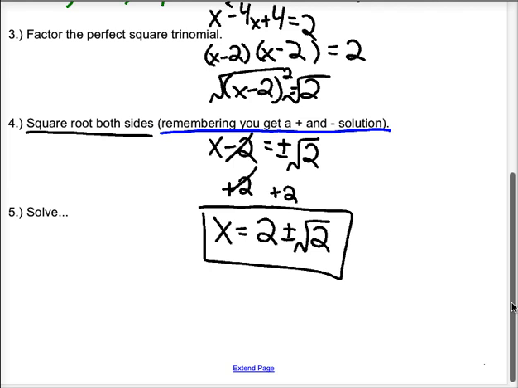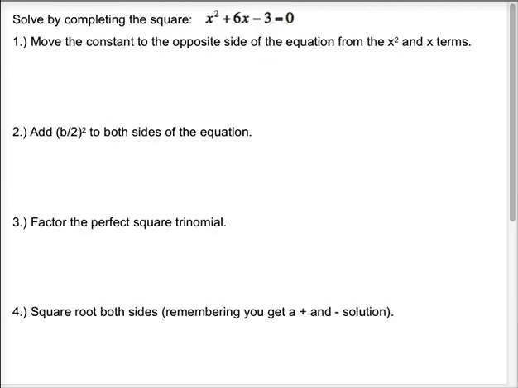So, a lot of steps. Not horrible, okay, but it's a lot of steps that you need to remember how to do. So let's work through another example together to really try to help this make sense. So, reviewing that process of completing the square. Step 1, you want to move the constant to the other side. So I'm going to add that 3 over.